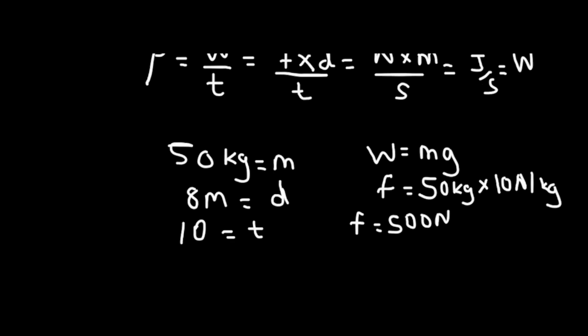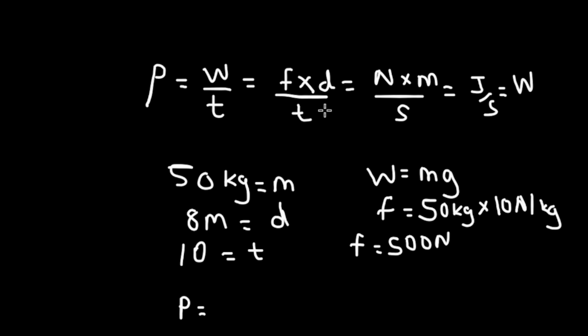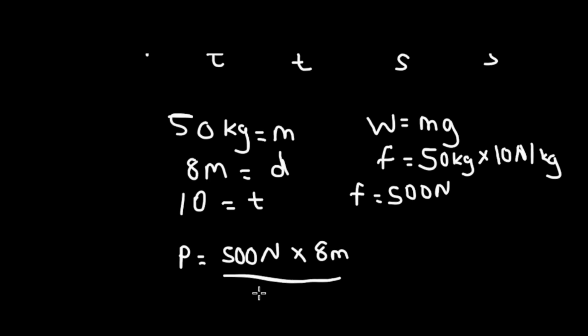So now that I've got this force of 500 newtons, I can simply plug it into my equation for power, because I know that power is equal to force times distance over time. I now have my force, which is 500 newtons, I have my distance, which is 8 meters, and of course I have my time, which is 10 seconds. So then my power will be equal to 400 watts.